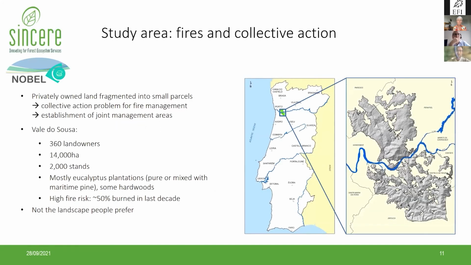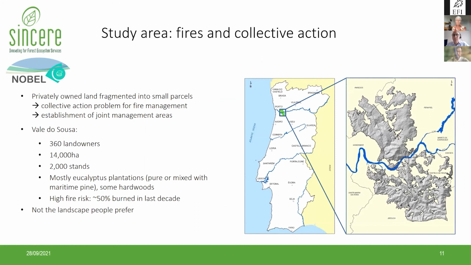So just to quickly introduce our study area, the background is that in Portugal, most of the land is privately owned, often fragmented into small parcels, which creates a collective action problem for landscape risks like wildfire. Because if I invest in a fuel treatment on my 1 hectare plot, but none of my neighbors do, then I've wasted my money. I haven't bought any extra protection.